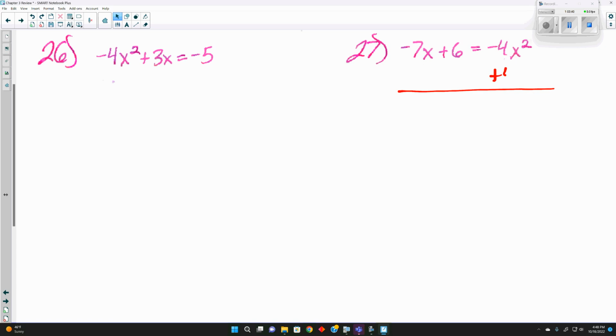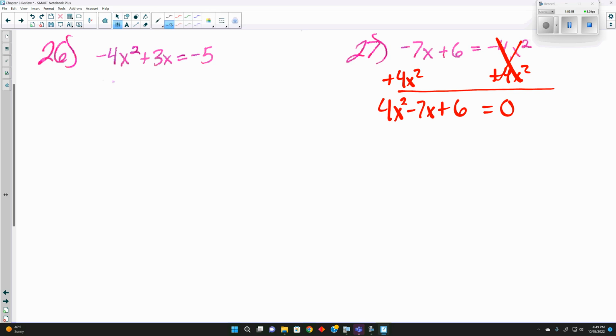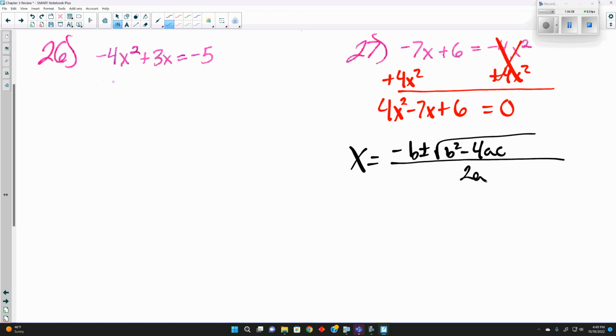This time, I'm just going to add 4x squared to both sides. Because again, if we're using the quadratic formula, we need this equal to 0. These are going to cancel out to tell me that it's 0. On the other side, I have 4x squared minus 7x plus 6 is equal to 0. And again, the quadratic formula is x is equal to negative b plus or minus the square root of b squared minus 4ac all over 2a.